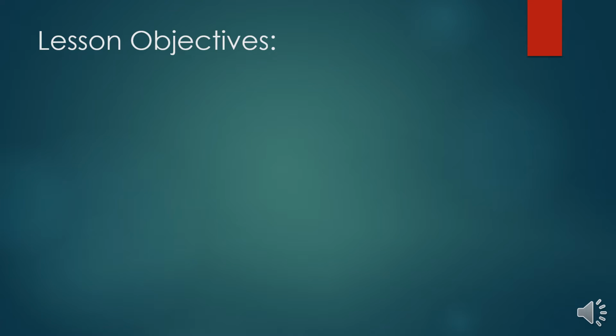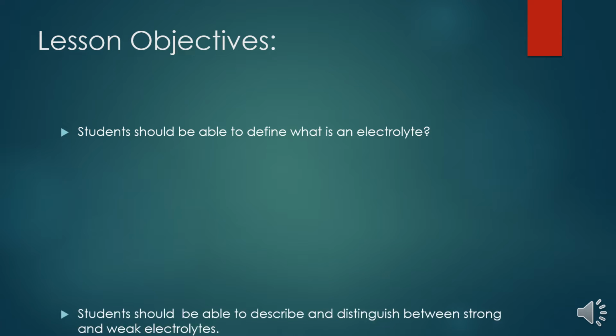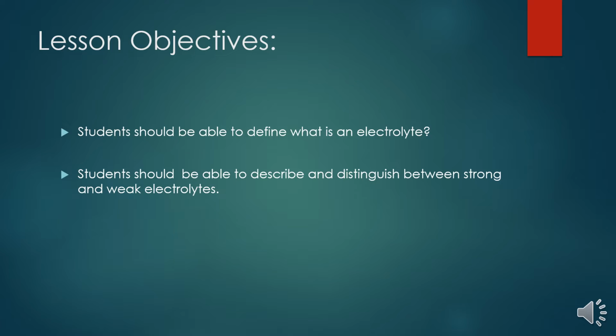Our lesson objectives. By the end of this class, students should be able to define what is an electrolyte. And secondly, students should be able to describe and distinguish between strong and weak electrolytes.